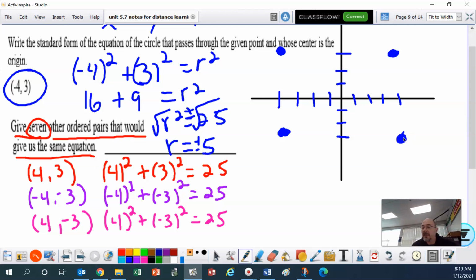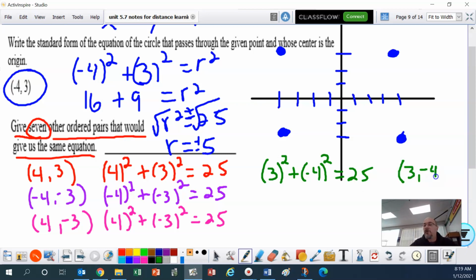But that's only 3 and it says 7 more? You can switch the numbers. Look. What color haven't I used yet? Let's go with green. Let's say I want the y value to be 3 squared. So 3 squared plus negative 4 squared also equals 25. That ordered pair will work: 3, negative 4. So where's 3, negative 4? Over 3, up 4. That dot is going to be right about there.